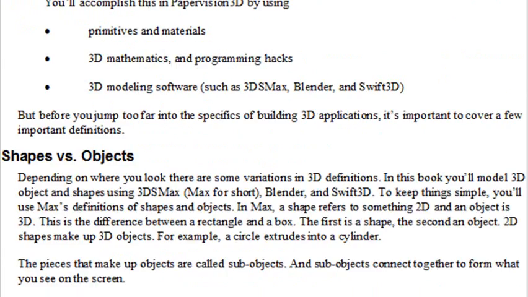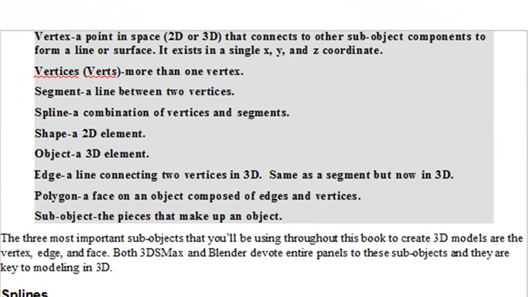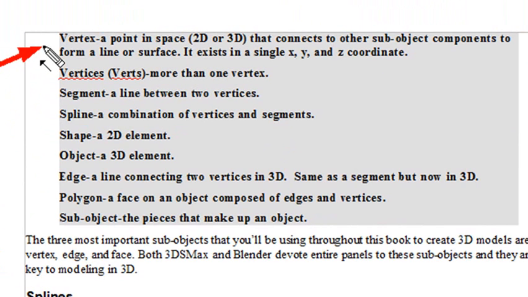I want to talk a little bit in this section about shapes versus objects and give you a few 3D definitions that we'll be using throughout the book. A vertex pretty much is just a point in space. And it could be 2D or 3D, but if you're doing mathematics, especially when it comes to data visualization, it's in many dimensions, many more than 3 dimensions, multiple dimensions. So vertices basically are, more than one vertex. A line segment is just basically a line between 2 points or 2 vertices.